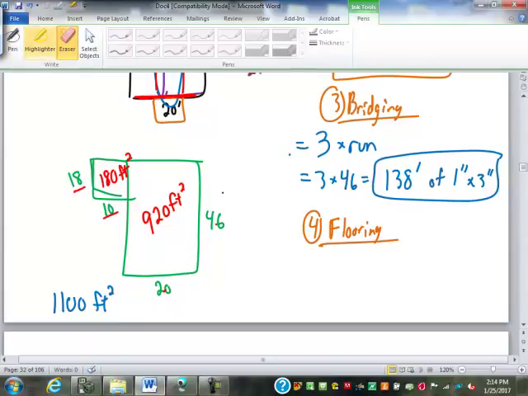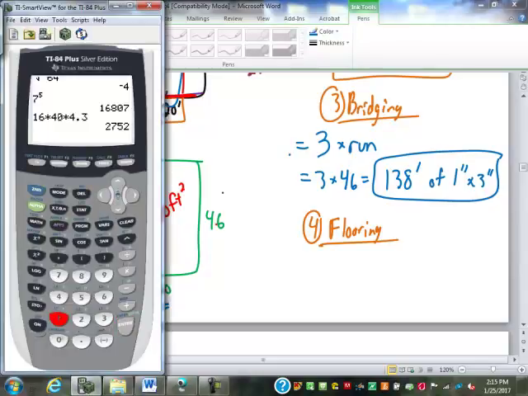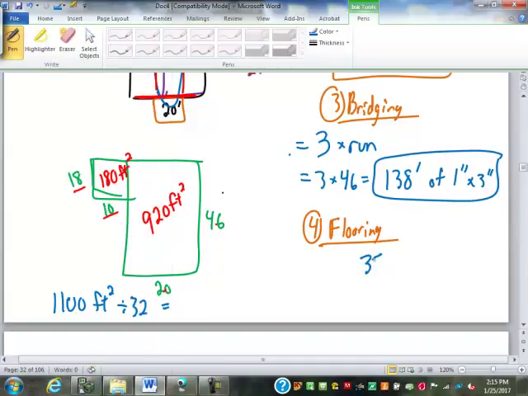Divided by 32 square feet per sheet. It'll be 34.375, or rounded up to 35 sheets. If you did it that way and you got that answer, that would be just fine.